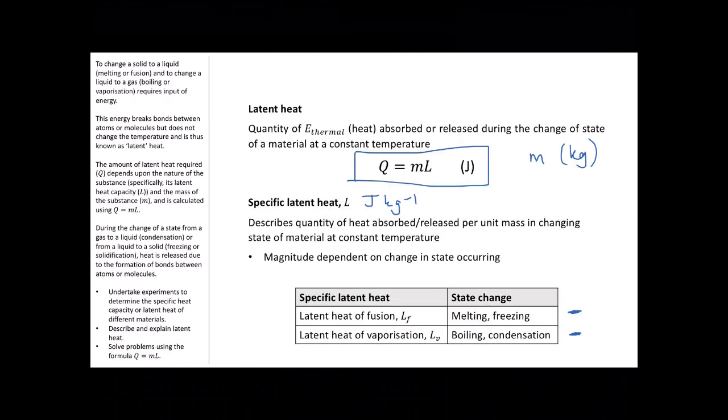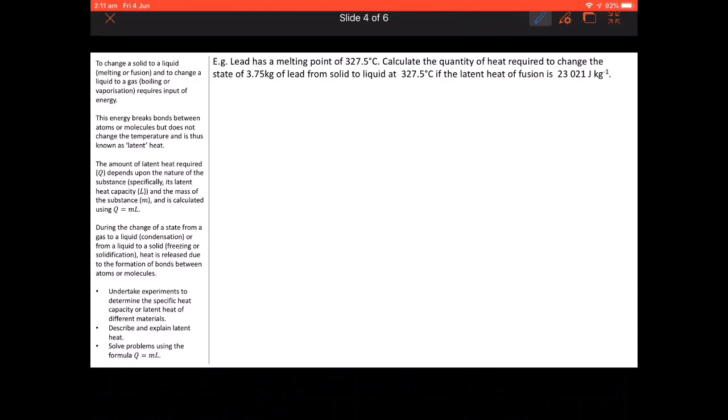As an example, lead has a melting point of 327.5 degrees Celsius. You need to calculate the quantity of heat required to change the state of 3.75 kilos of lead from solid to liquid at 327.5 degrees, so at the melting point, if the latent heat of fusion for lead is 23,021 joules per kilo.